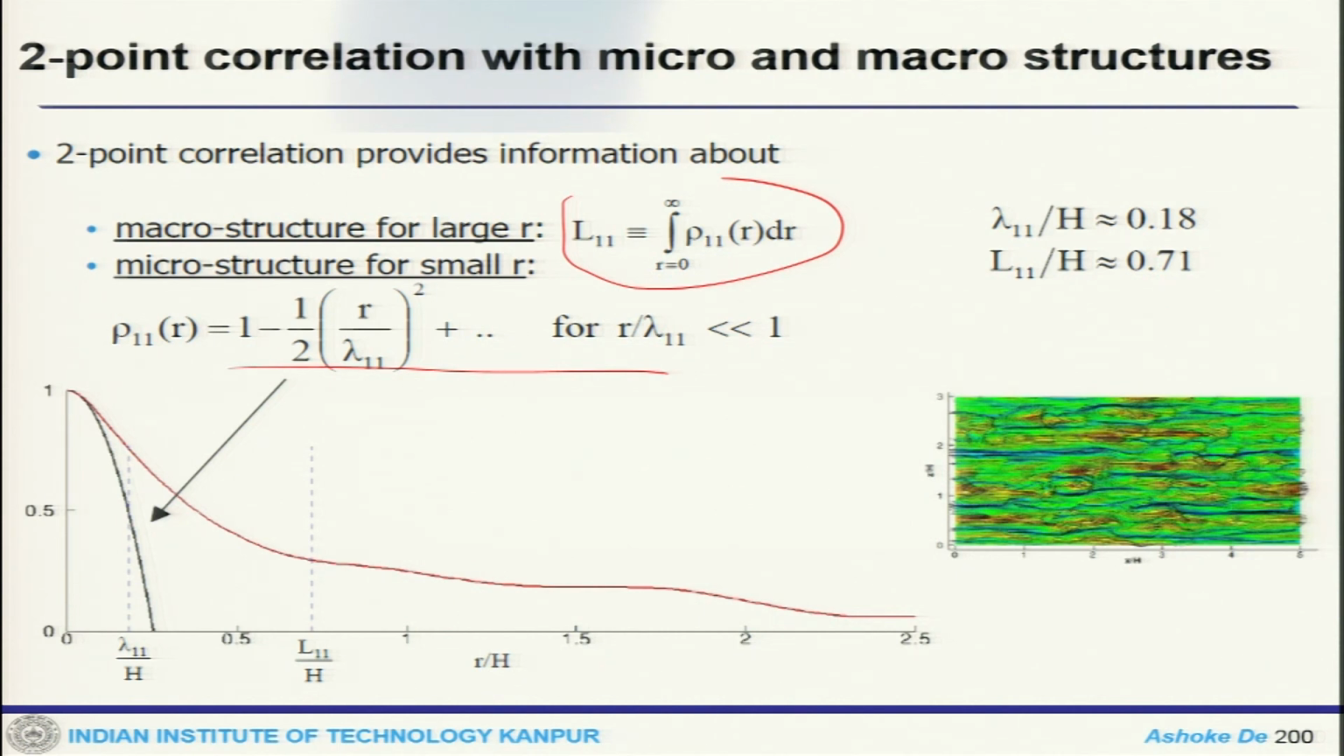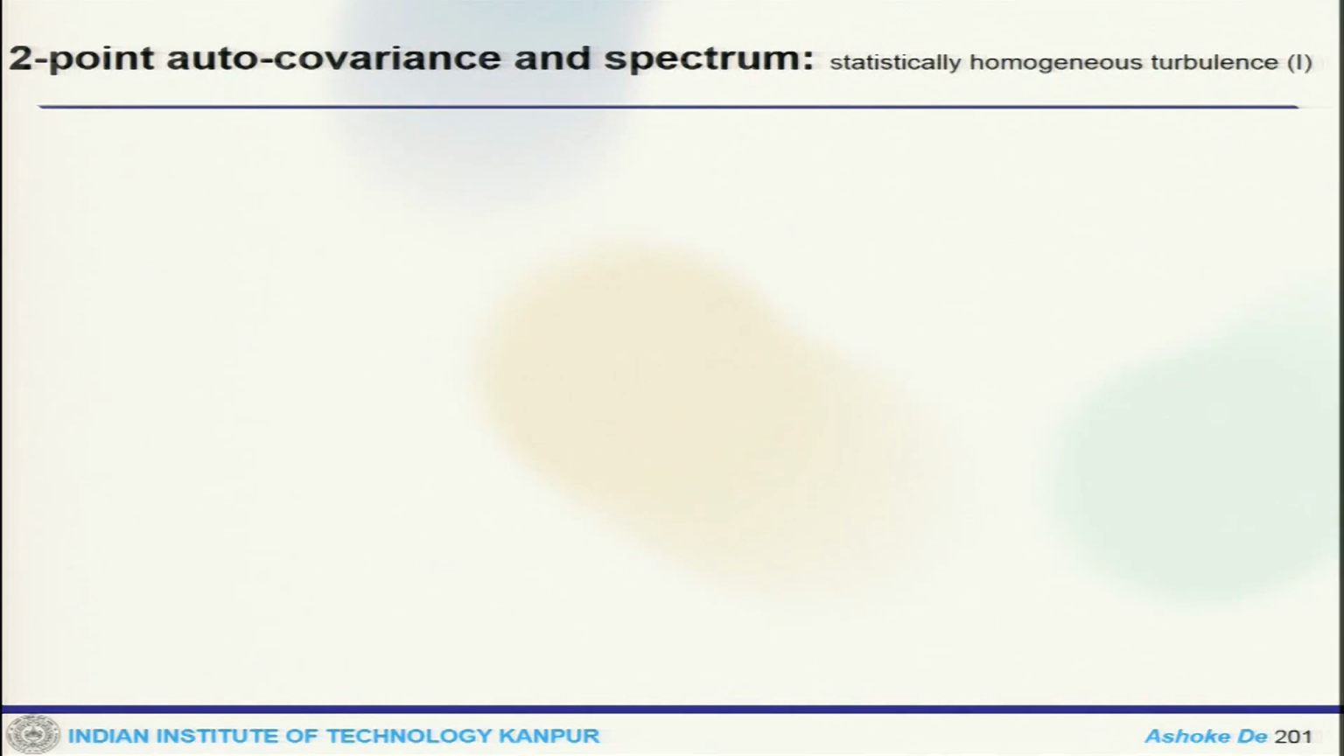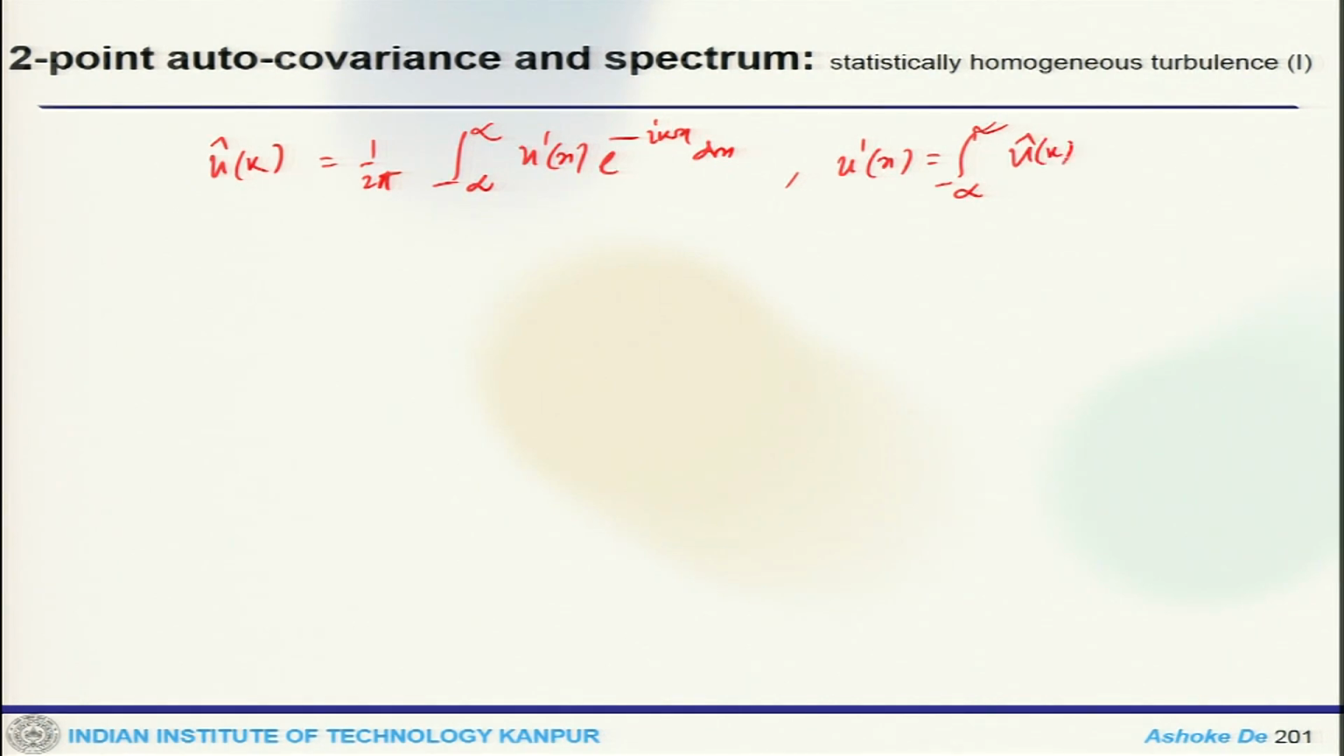One can do this for statistically homogeneous turbulence. We can look at the Fourier transform pair of the velocity fluctuation u prime, which is u hat(k) = 1/(2π) ∫ from −∞ to ∞ of u'(x) e^(−ikx) dx, and u'(x) is the integral of u hat(k) e^(ikx) dk.